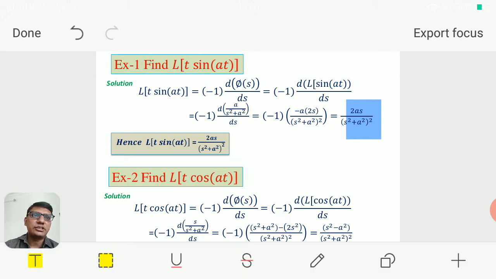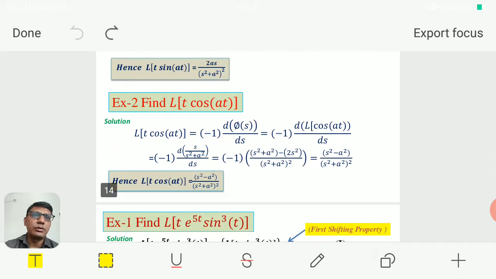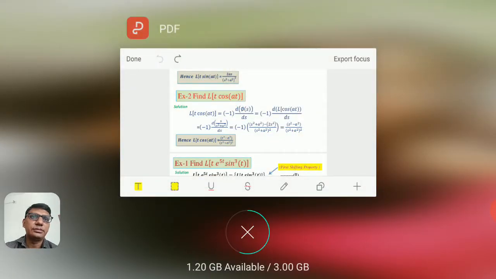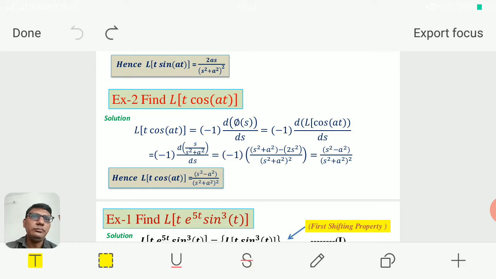Similarly, in the next part we will find the Laplace of t cos at. Laplace of t cos at is again f(t) multiplied with t. Therefore we apply the one time derivative with minus sign.